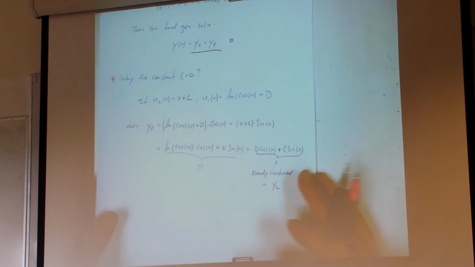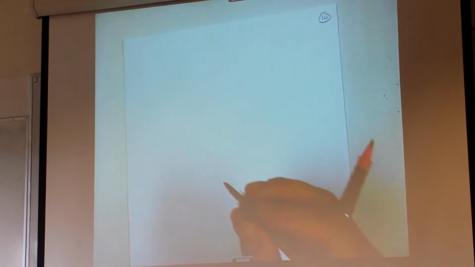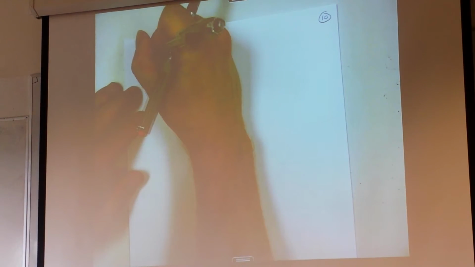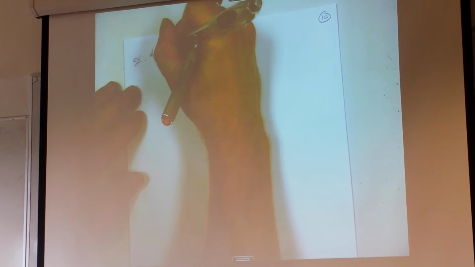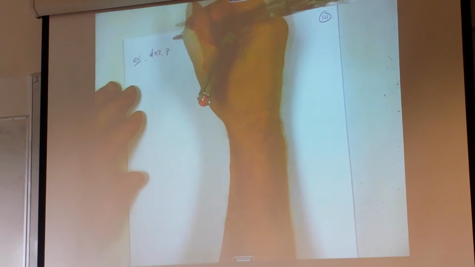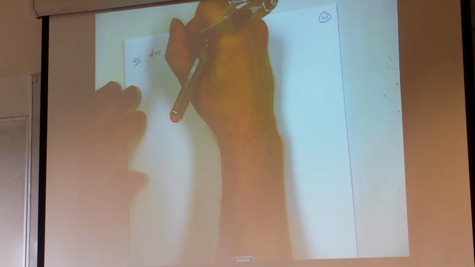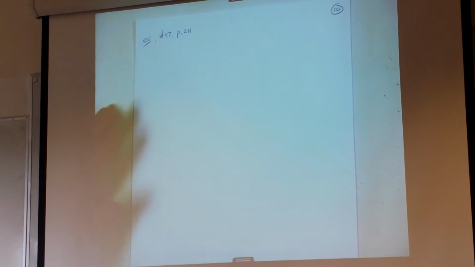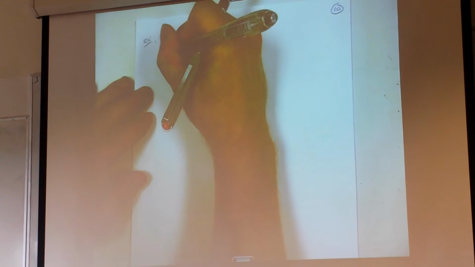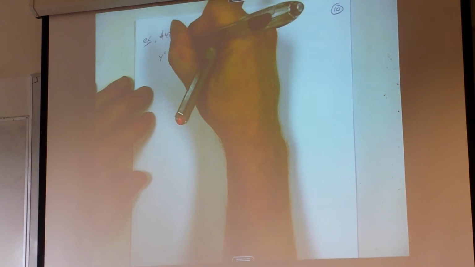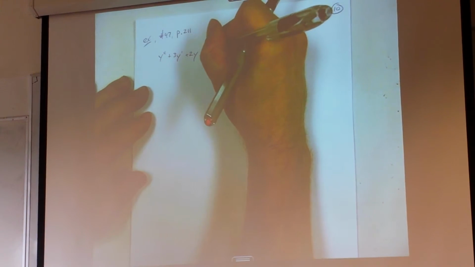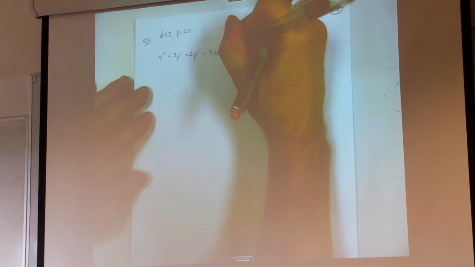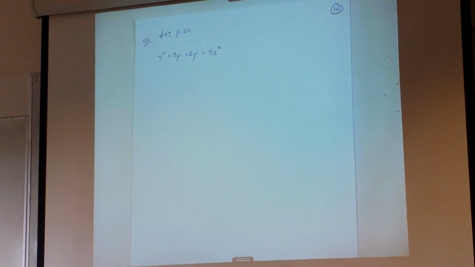Okay, so let's look at an example. And this is one of your homework problems. So, this is number 47, page 211. Is that right? 211? I'm making my way through there. All right. So, we have y double prime plus 3y prime plus 2y equals 4e to the x. So, this is our forcing function.